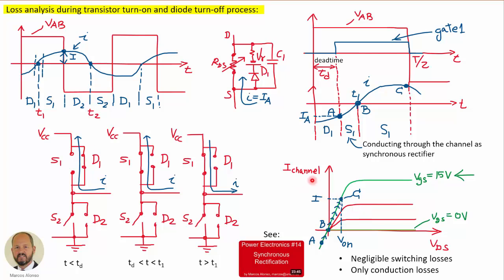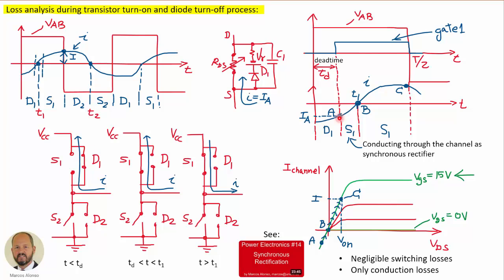This is the current through the channel versus the voltage across the transistor. When we are applying the gate voltage, we are on a characteristic like this one. And then if the current is negative, we are at a given point like this one. The current is decreasing up to zero and then going up to a maximum value, which is around here. And all along this interval, the transistor is conducting through the channel.